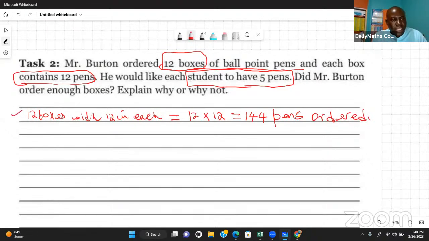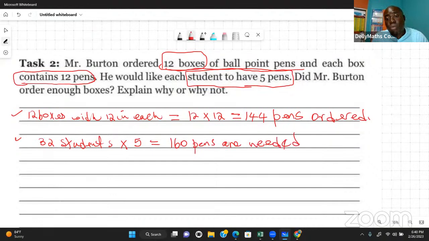Now, another point of information is that he wants each to have 5. So you're talking about 32 students. He has 32 students. You want to multiply that by 5 to see how many he really needs, right? So he really needs 32 times 5. He needs 160. So he actually needs 160 pens, all right?